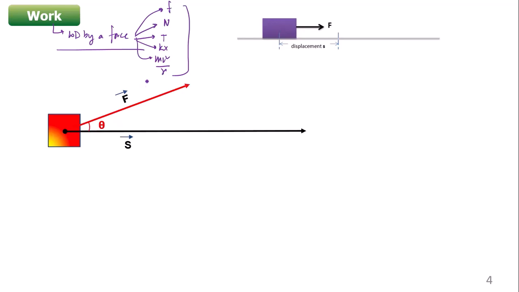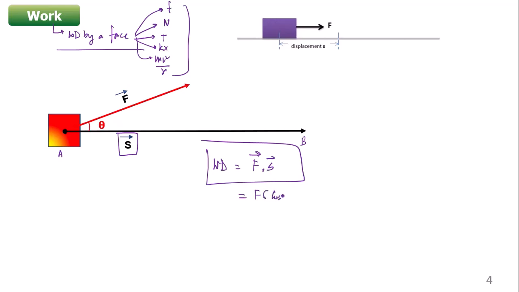Let us say I have applied a force F and the particle is displaced from point A to point B. S is the displacement vector and F is the force vector. Work done by this force is written as the dot product of the force vector and the displacement vector. This is the expression for the work. When you do the dot product of the force and the displacement vector, you get F s cos theta.